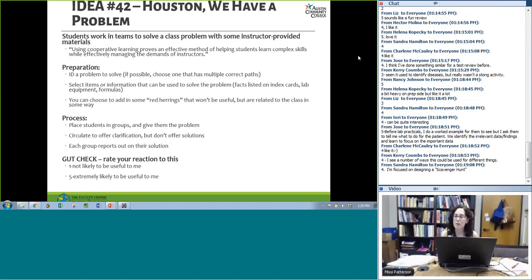Jose says before lab practicals, he worked an example for them to see, but asked them to tell him what to do for the patient, and then they figure out the things that are red herrings. That's cool. Yeah, so red herrings can be super valuable, especially in applied health sciences, vet tech, anywhere where you're trying to do diagnostics or select things that are going to serve an individual case. There's always going to be misleading bits of information, and training our students how to tune that out can be super valuable. So Charlene likes it, and a smiley face, thank you.